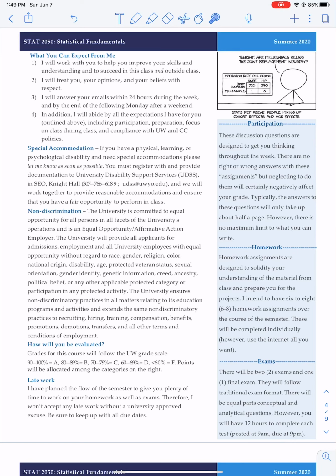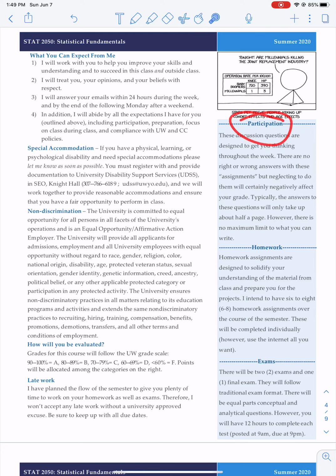Now, this is the stuff, all this stuff you're used to seeing. This is all of the kind of university policy. Feel free to read that at your leisure. And then I've got over here, I've got sort of the details as to what the assignments are like for this class. So you'll have a participation assignment.